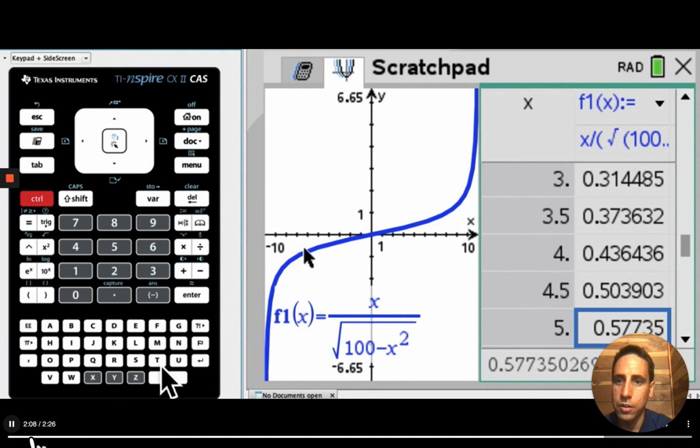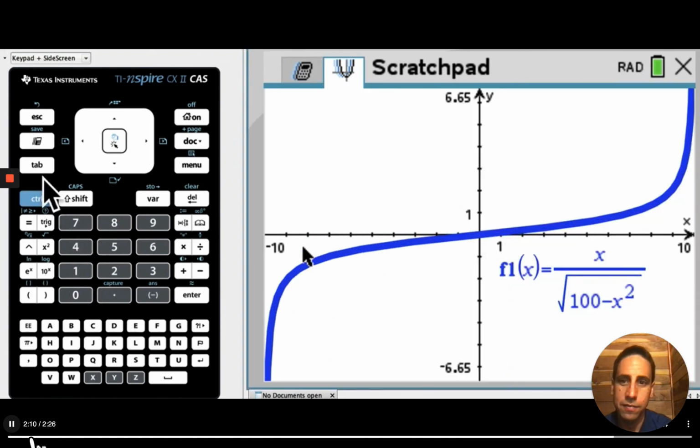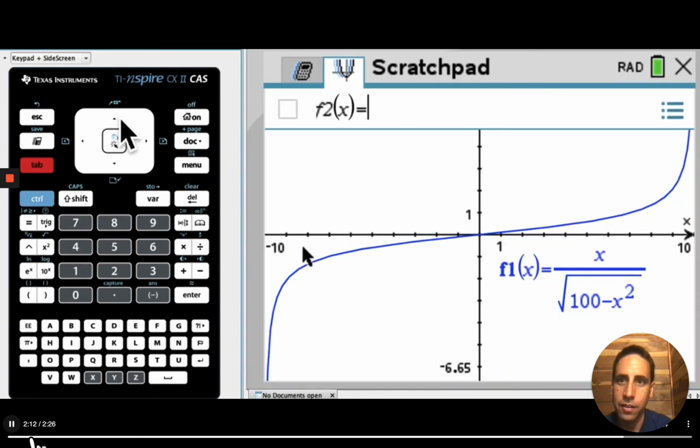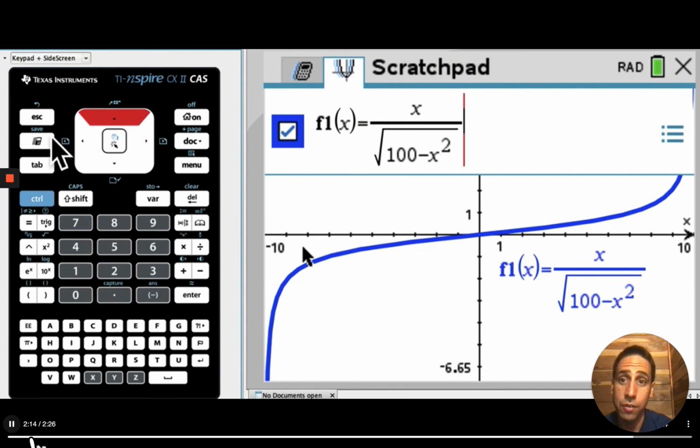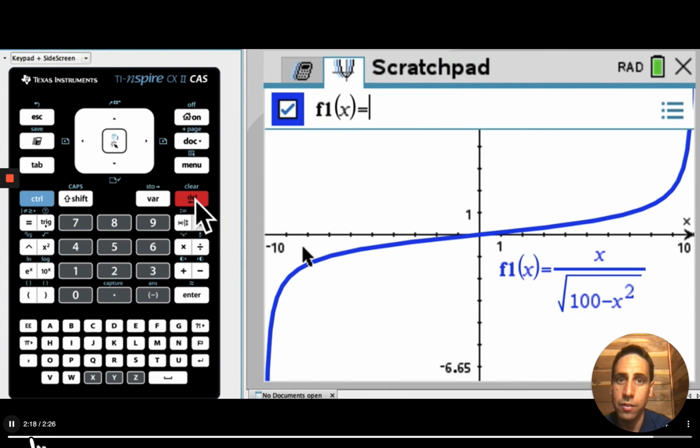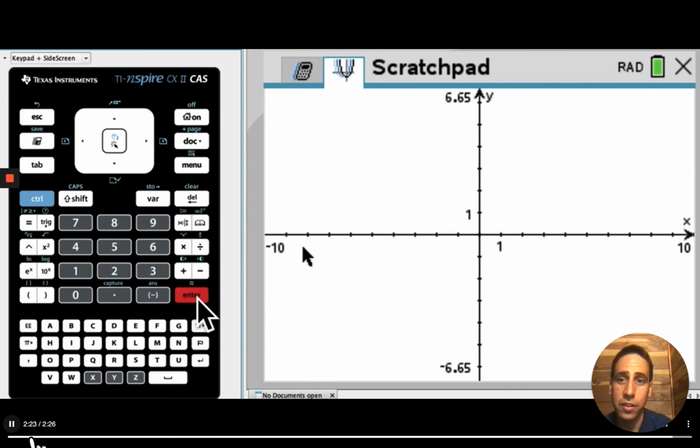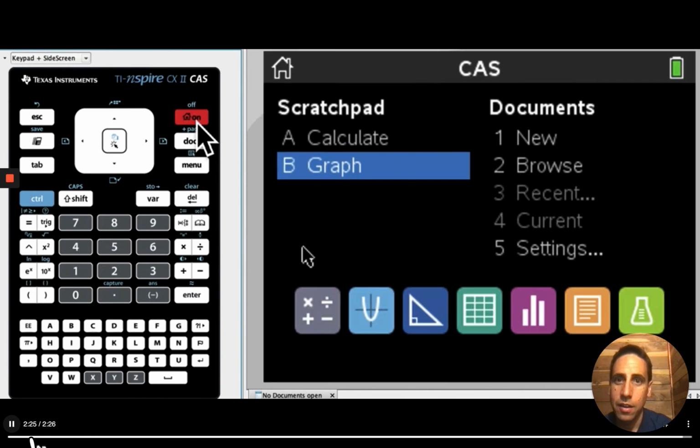Let's go Control T to hide that again. And if you ever need to bring it back up, you can press Tab and use the arrows. All right, we're going to delete the whole thing. I'm just cleaning up the space. And that's how you get back.